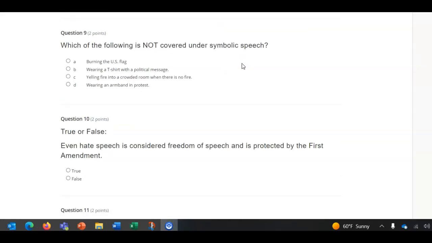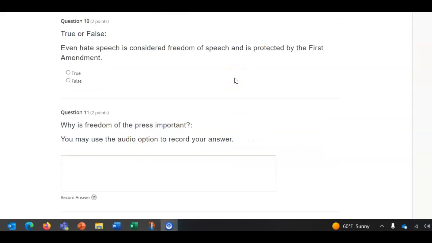Which of the following is not covered under symbolic speech? A. Burning the U.S. flag. B. Wearing a T-shirt with a political message. C. Yelling fire into a crowded room when there is no fire. D. Wearing an armband in protest.